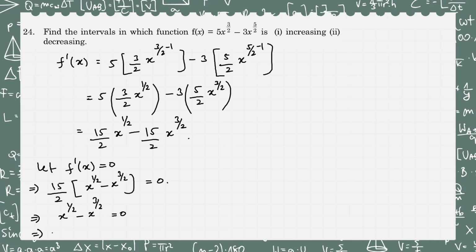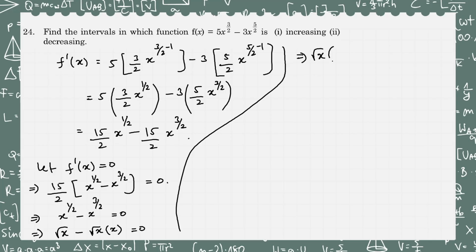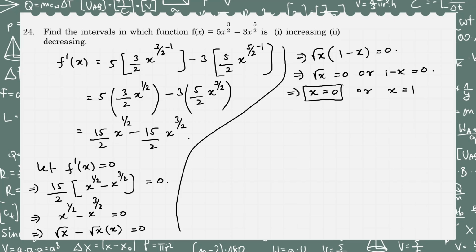And we very well know that x power 1 by 2 is root x and x power 3 by 2 is root x into x. So that is equal to 0. So we can take root x common, then we get root x into 1 minus x equal to 0. This implies either root x equal to 0 or 1 minus x equal to 0. This gives us, on squaring both sides, x equal to 0 for the first or x equal to 1 in the next. So we have two critical points for our given f of x.